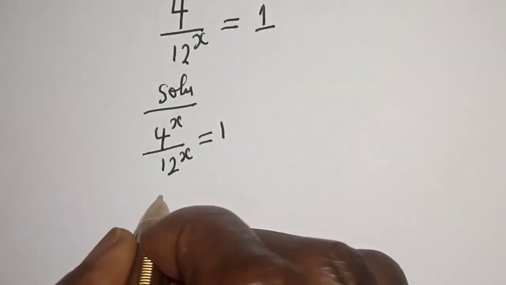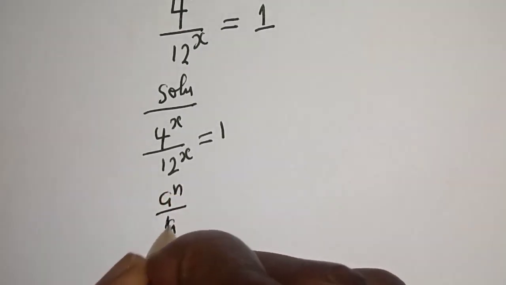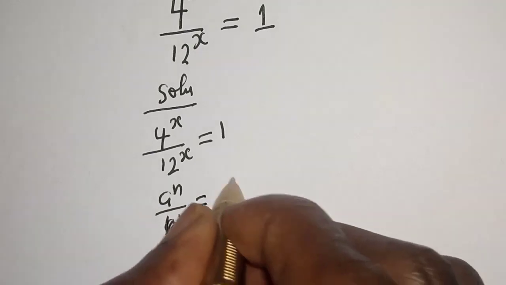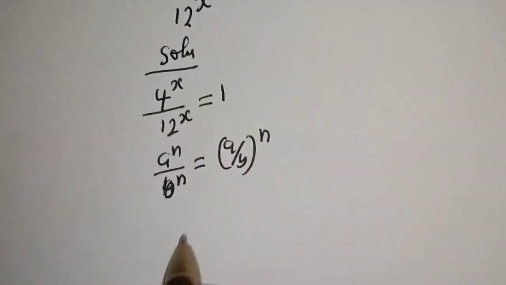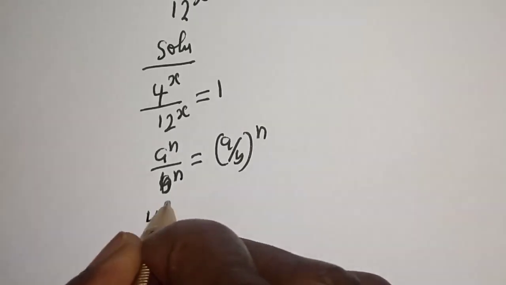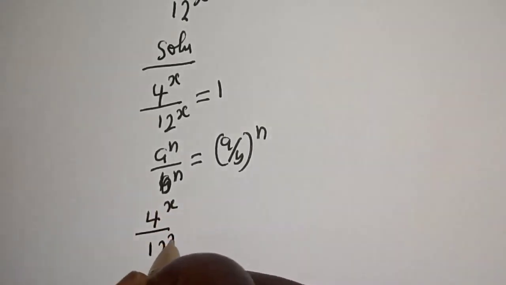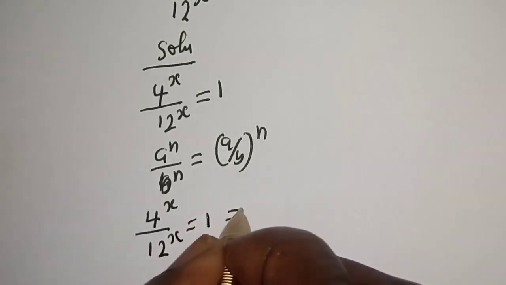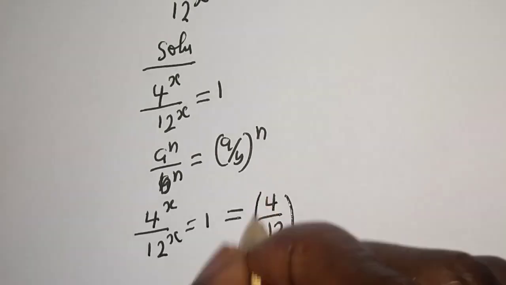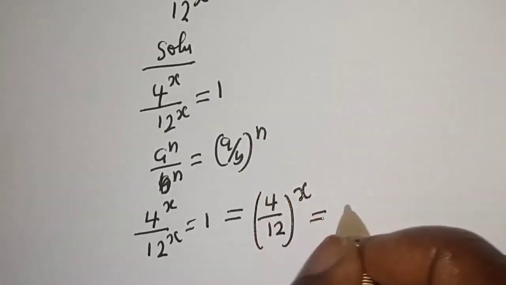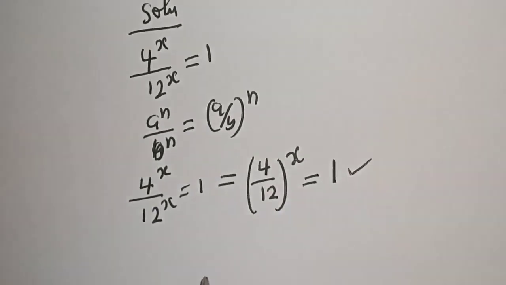Remember this exponential rule that a raised to power n divided by b raised to power n is equal to a over b raised to power n. And here, 4 raised to power s over 12 raised to power s is equal to 1 is equal to 4 over 12 raised to power s is equal to 1. Let's take the log of both sides.